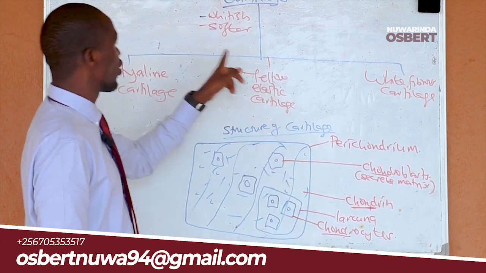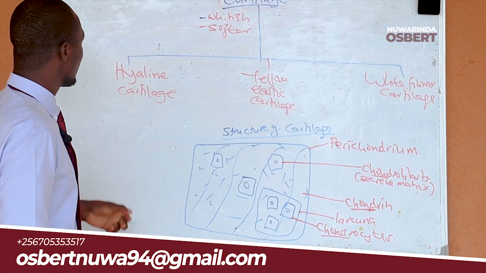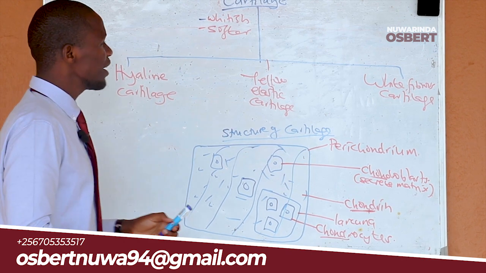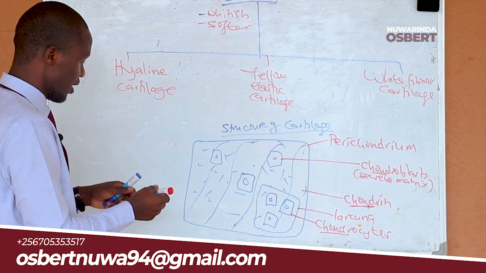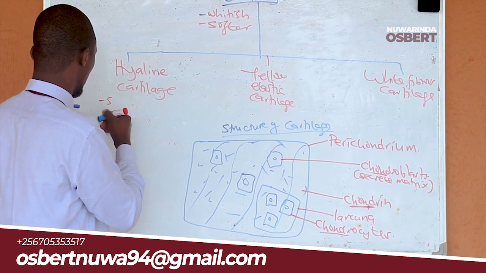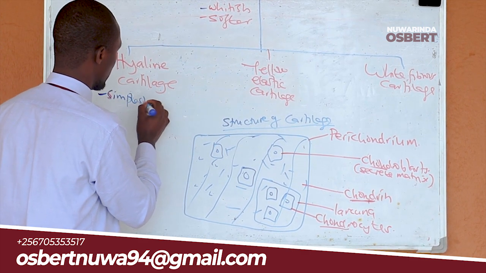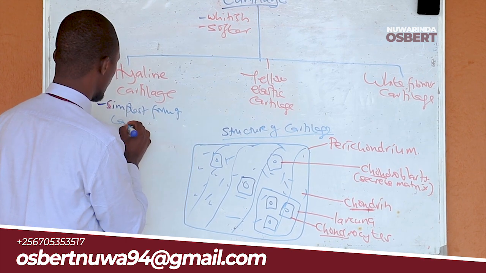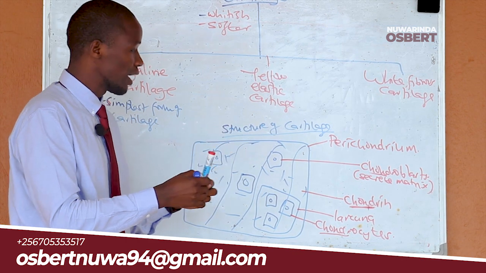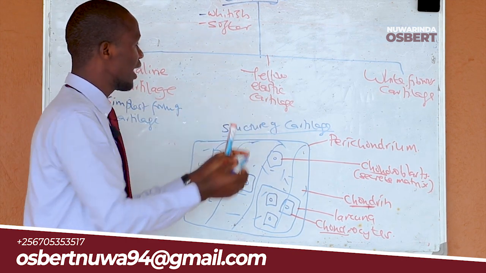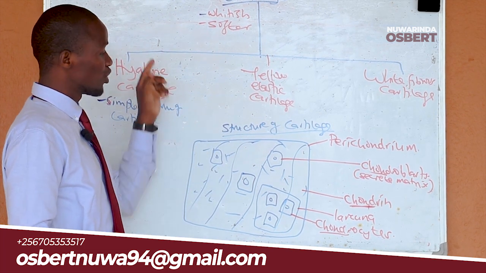Now if I move from here and go back to the different types of cartilage, when you look at hyaline, it is an intermediate, and it is actually the simplest form of cartilage. It is in between there. Now, when they ask you to describe the structure of hyaline cartilage, you more or less describe what we have put here.